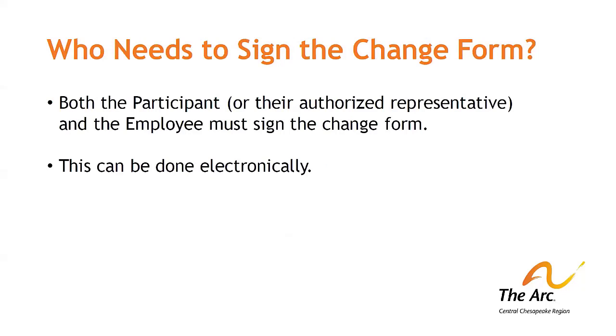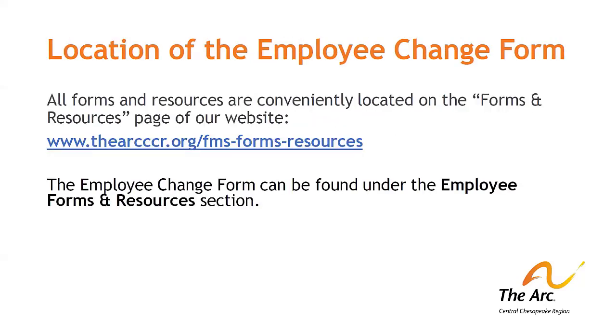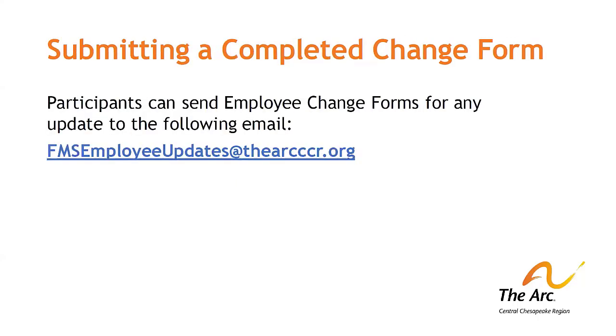Both the participant or their authorized representative and the employee must sign the change form when it is submitted, and this can be done electronically. The employee change form can be found under the Employee Forms and Resources section of our Forms and Resources page of our website, which is where you can find all of the ARC's forms and resources. And when a participant submits a change form, they would send the completed form to the FMS employee updates at the arcccr.org general mailbox.